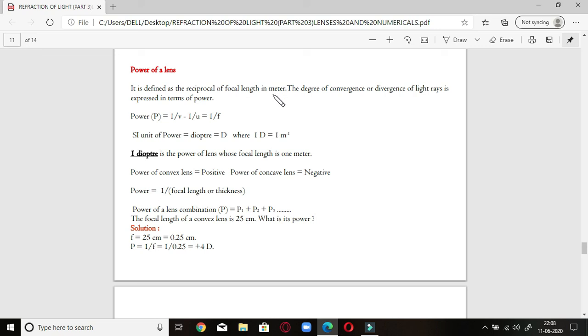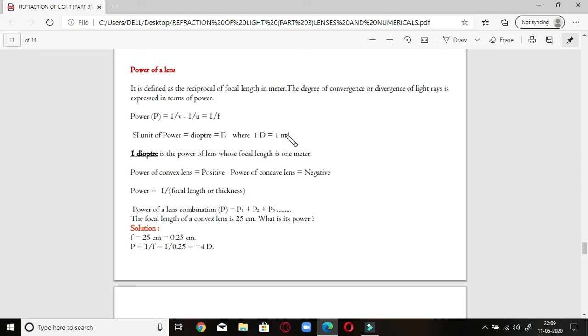So power means how much the rays are diverged or converged. The more the rays are converged or diverged, the more will be the power of the lens. The spectacles you wear have a particular power. How much the rays are diverged or converged is what helps you see things clearer. So power P is equal to 1 upon F, but this F should be in meter. The SI unit of power is the diopter, D.